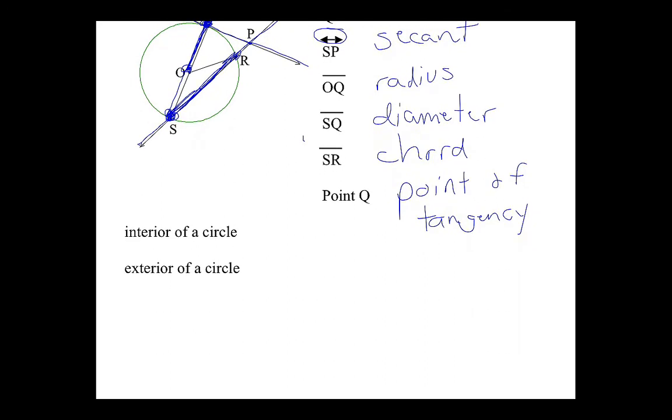A couple more simple terms we have. We have the interior of a circle and the exterior of a circle. Not very complicated. If you draw a circle, interior paint is used on the inside of a house, and exterior paint is used on the outside of the house. So the interior always refers to inside the circle, exterior refers always to the outside of the circle. That will become important as we use some theorems with that terminology.